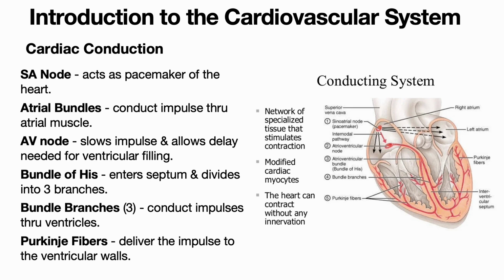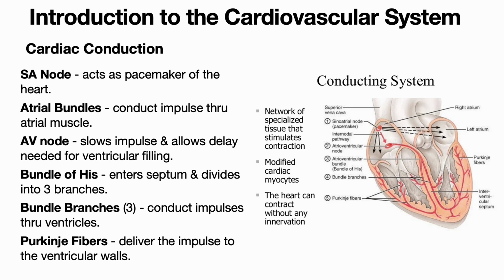Then the atrial bundles conduct impulse through atrial muscles, while the AV node slows impulse and allows delay needed for ventricular filling. So the AV node then sends impulses through the ventricles by way of bundle of His. The bundle of His enters the septum and divides into three branches. So we have now the bundle branches, which conduct impulses through ventricles.